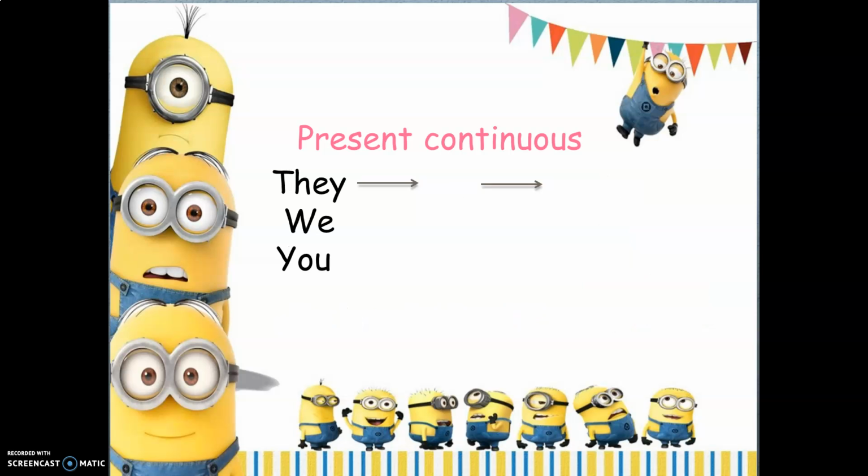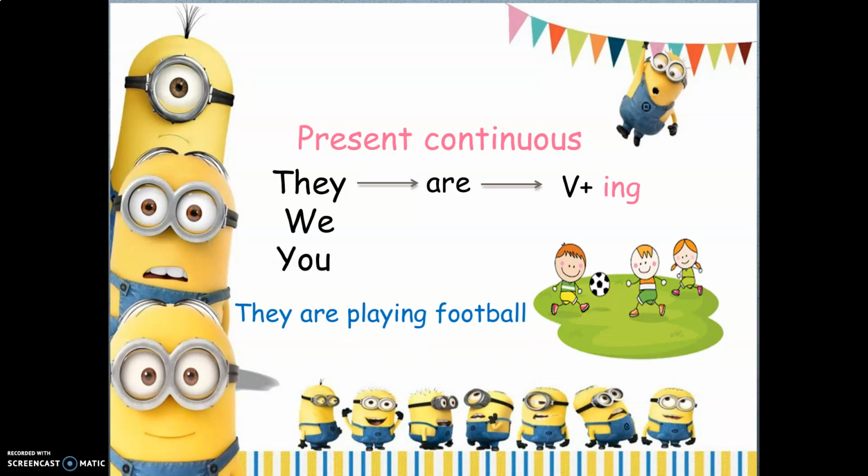Then we have they, we, and you plus are. So they are, we are, you are plus the verb with ing. Okay, girls? For example, they are playing football. They are playing basketball. We are studying English now. You are writing your homework. Okay, girls? Now, I am, she is, he is, it is, they are, we are, you are.